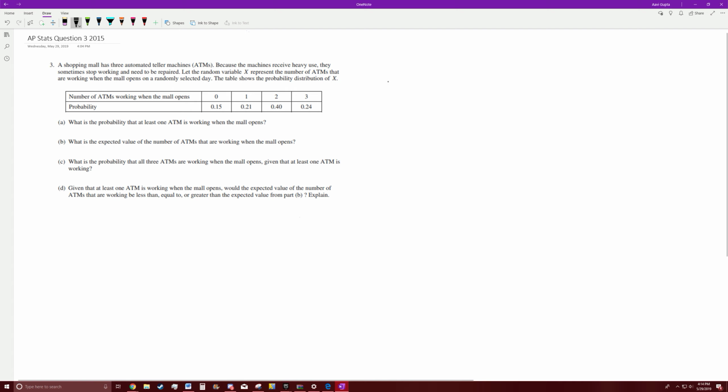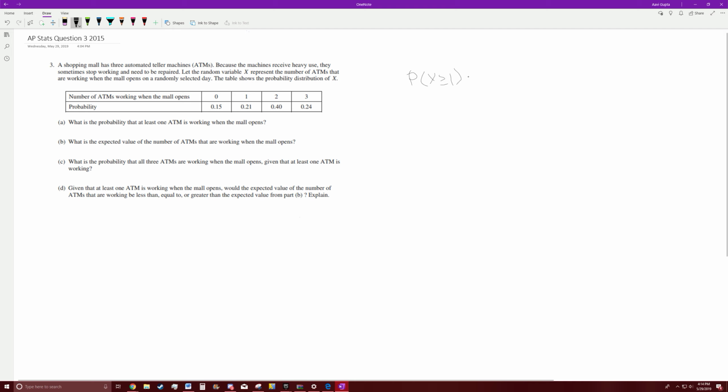Okay, so A, what is the probability that at least one ATM is working when the mall opens? So the notation P(x greater than or equal to 1). This is the probability that the random variable x, which represents the number of ATMs that are working, is greater than or equal to 1, or at least 1. This is what greater than or equal to means.